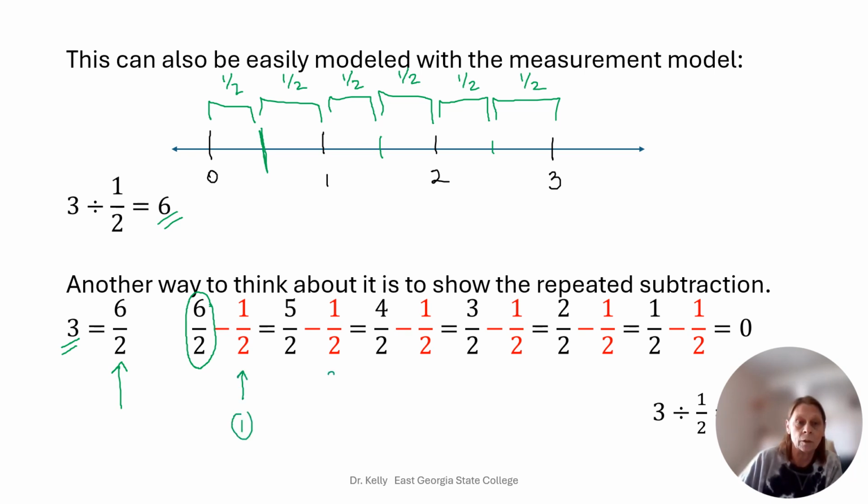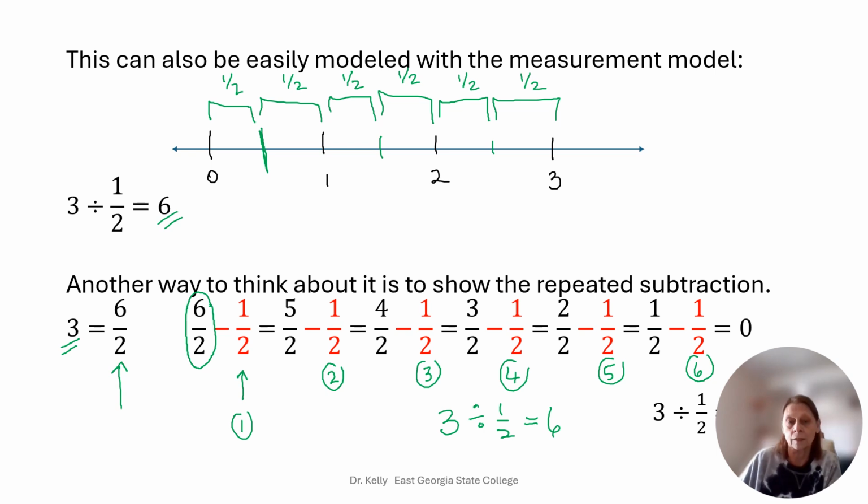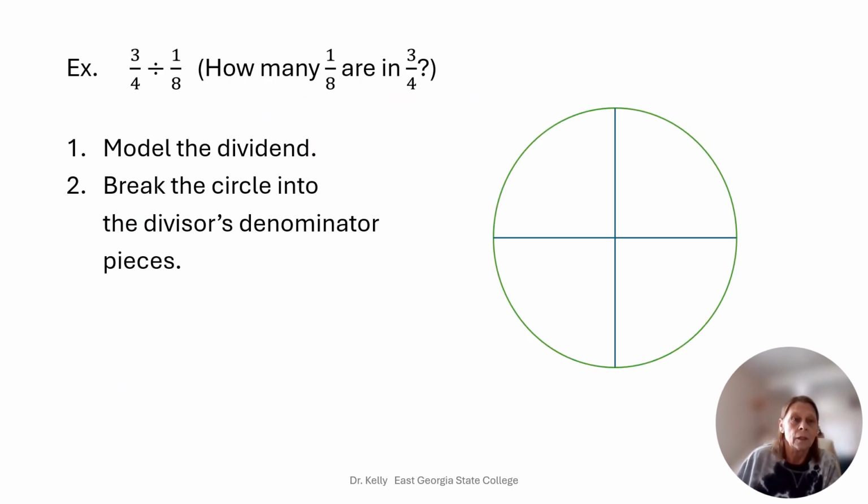There's the first one. There's the second one. There's the third one. There's the fourth, the fifth. And you do this until you get down to 0. And so, sorry, I clearly forgot about my little circle there. So it equals 6. Okay, let's move on.